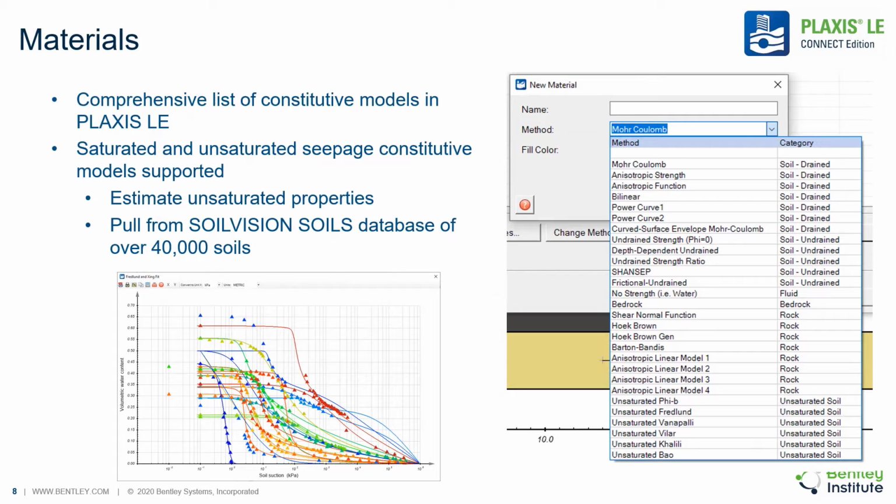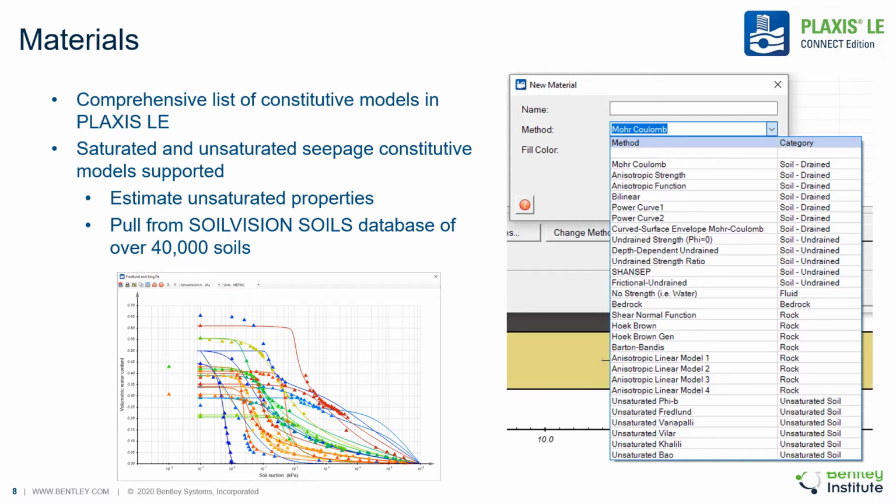In terms of material properties, there is a comprehensive list of almost 30 material models in the software, which can be categorized as drained, undrained, rock mechanics, or unsaturated soil types of constitutive models. And those can be accessed in the groundwater modeling part of it.